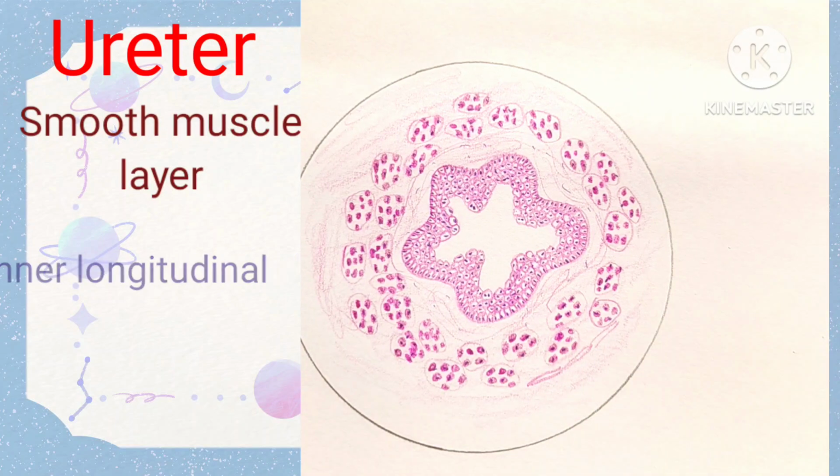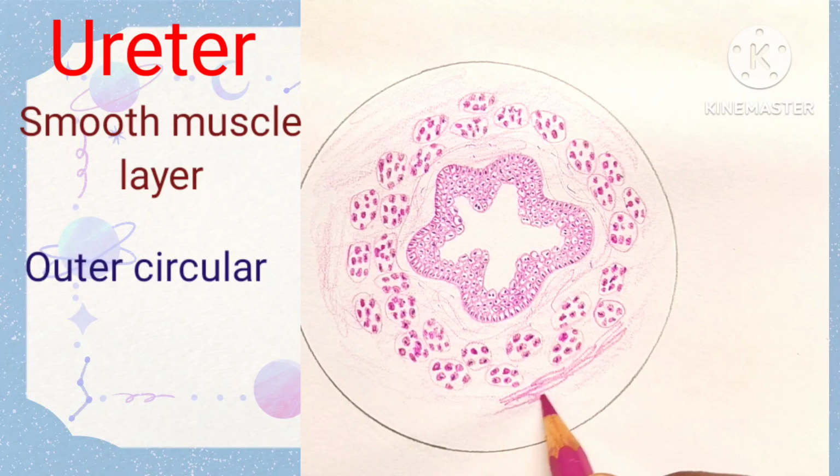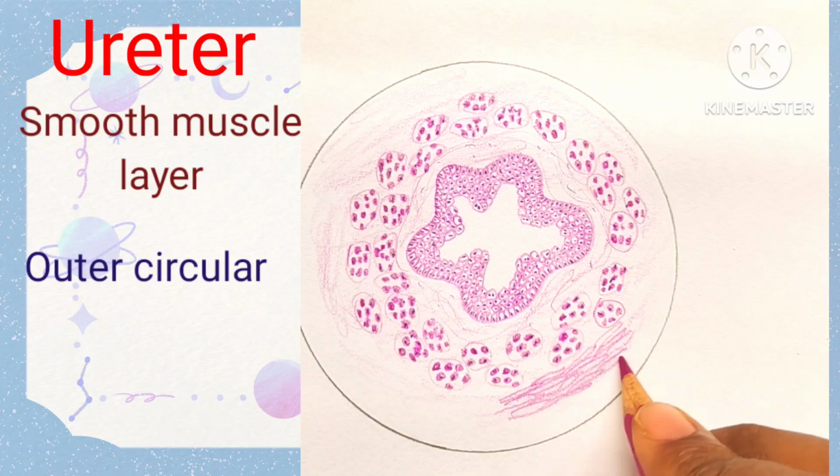So this is the circular muscle, the outer smooth muscle. Make sure you draw the tapering ends and the central broad place where we are going to keep the flat nucleus.